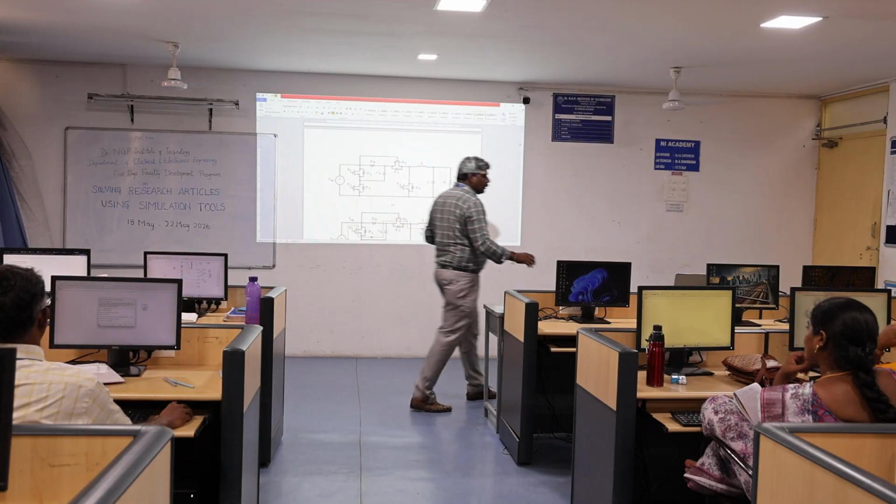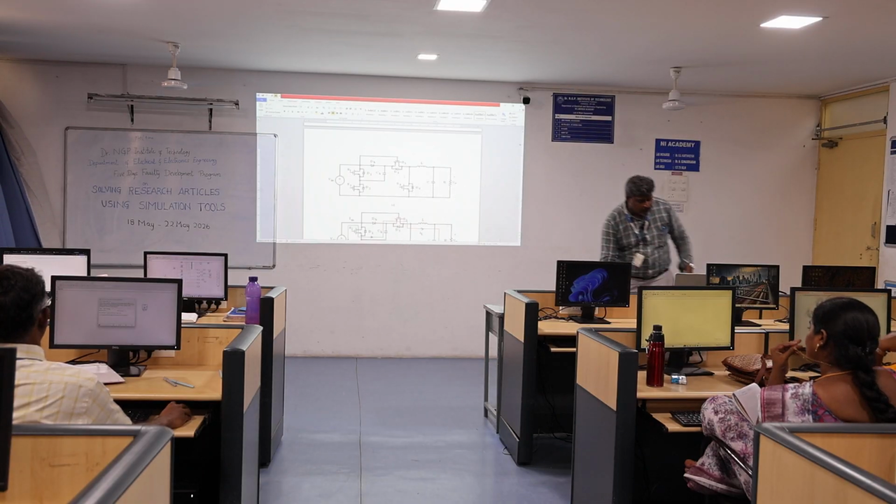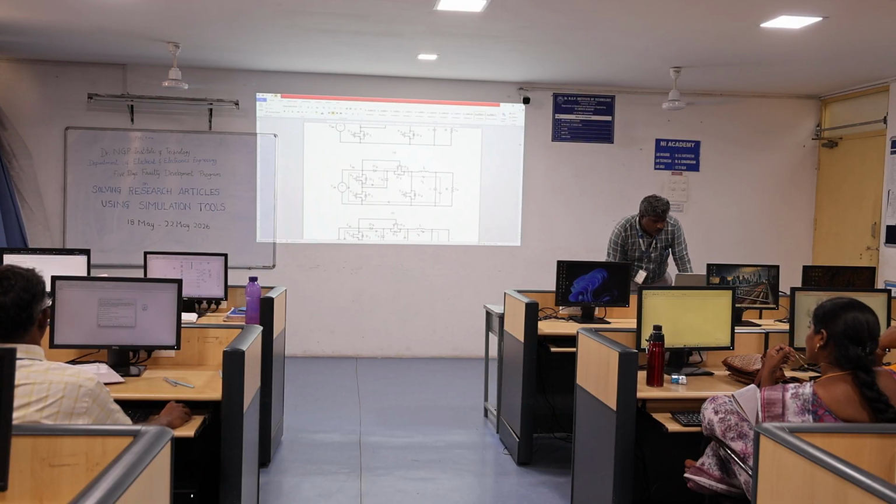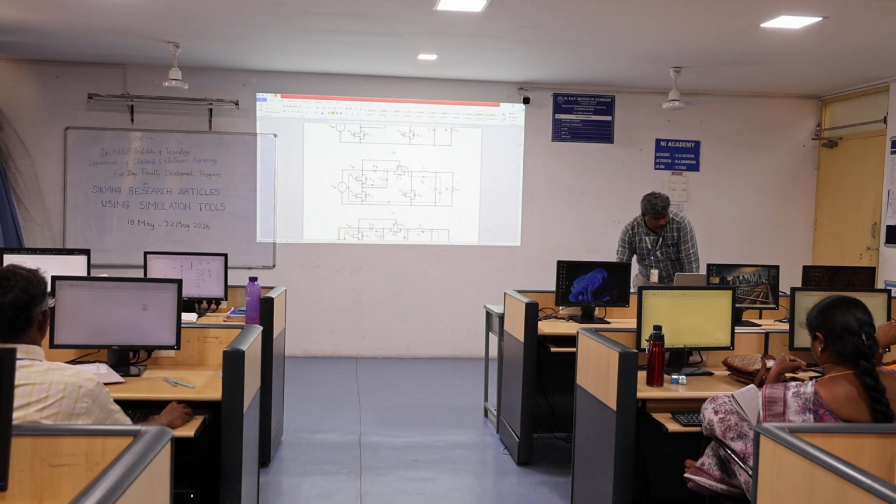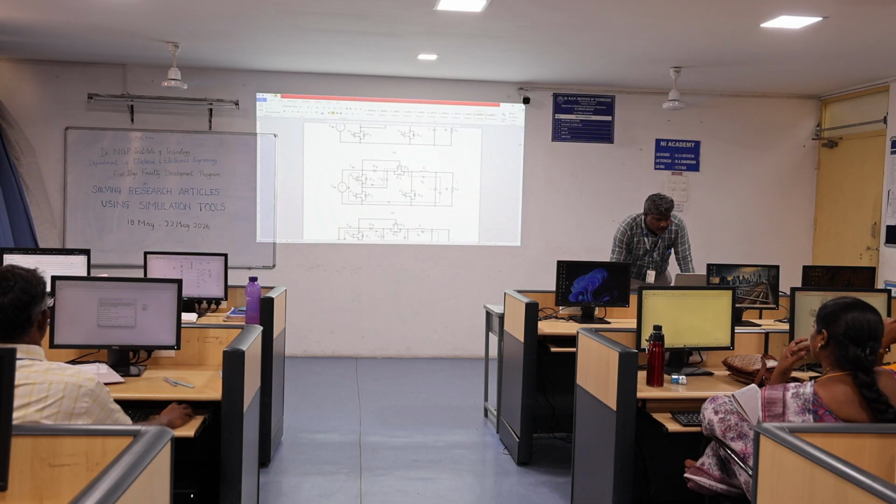So now in this circuit, just look at the circuit here. This is the mode 1 operation. In mode 1, just look at the diagram. S1 is on, S3 is on. Now the remaining switches S2 and S4 are off.